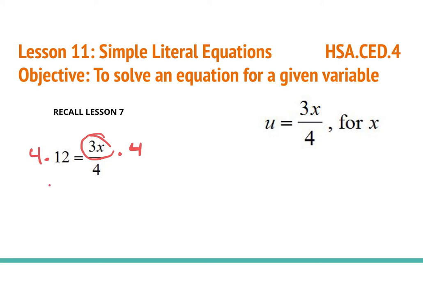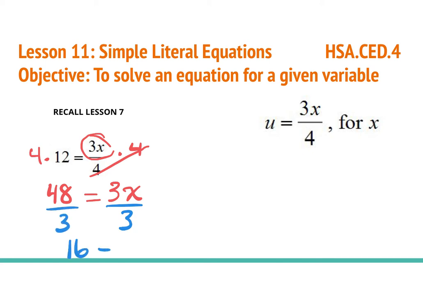So 4 times 12 is 48. This 4 and the other 4 cancel out, so then I am left with 3x. So now I want to isolate my variable by dividing by 3. So 48 divided by 3 is equal to 16. And now x is by itself.